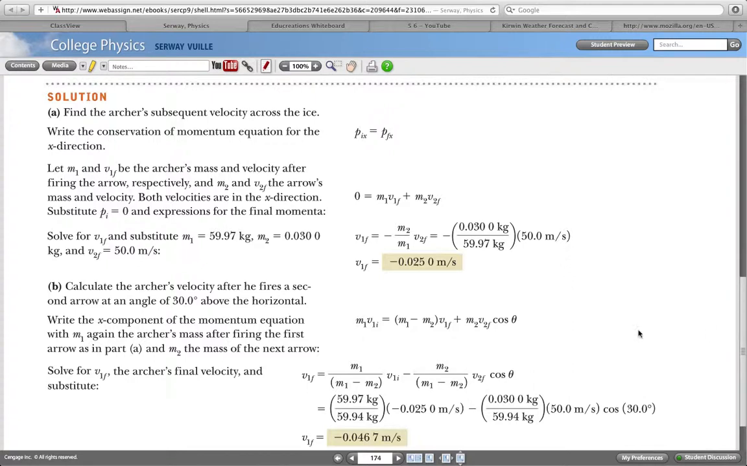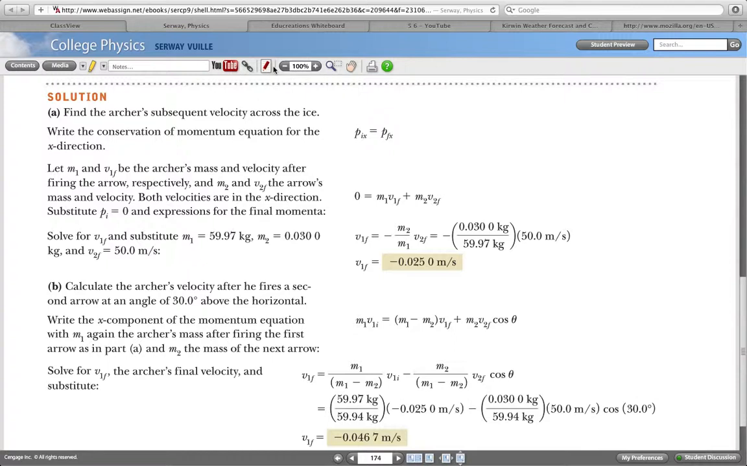In the second part, we're going to calculate the archer's velocity after firing the second arrow. But this time he's going to fire that arrow at 30 degrees above the horizontal. So not all of his arrow's momentum is going to be horizontal. Some of it's going to be vertical. So we're going to have to deal with some vectors here. In particular, we're going to have to multiply the velocity of our arrow times the cosine of theta. And if you're not sure why that's true, well, let's take a look here.